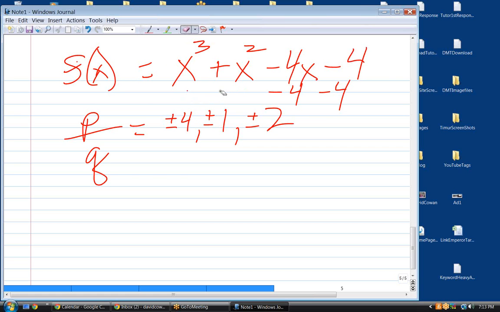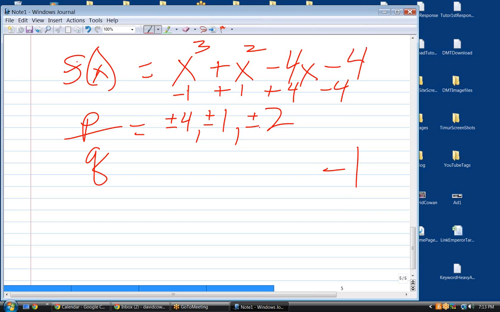Let's try minus 1. Minus 1 plus 1 plus 4 minus 4. Okay, that is equal to 0. Therefore, minus 1 is a solution.